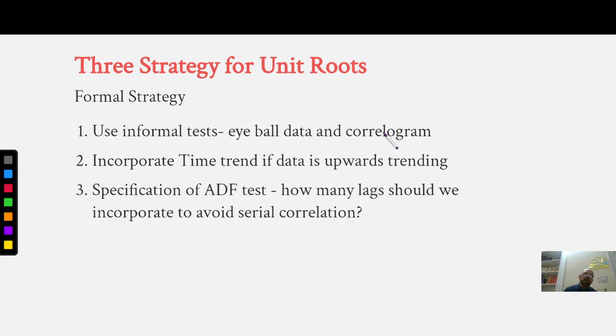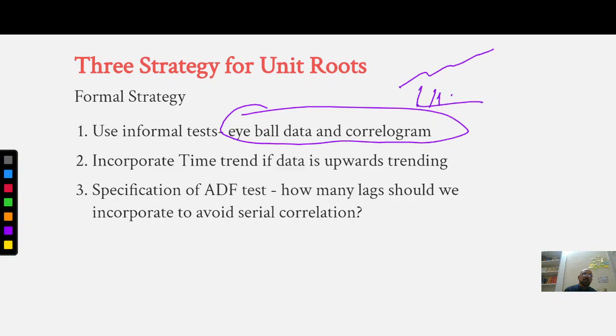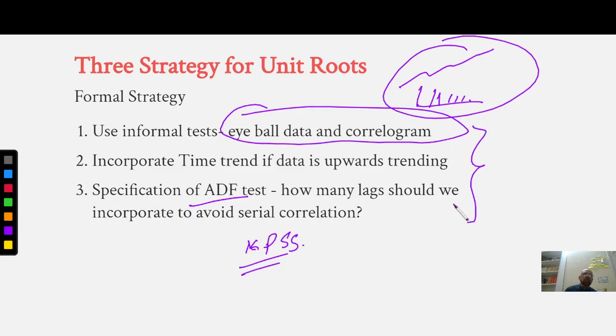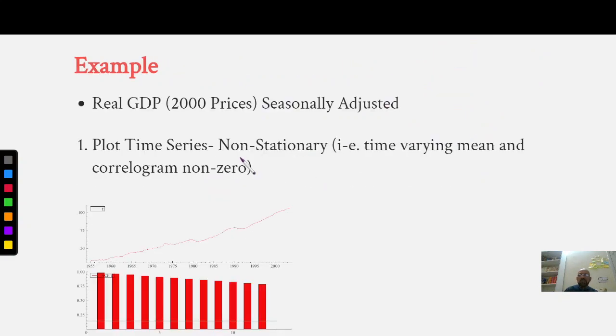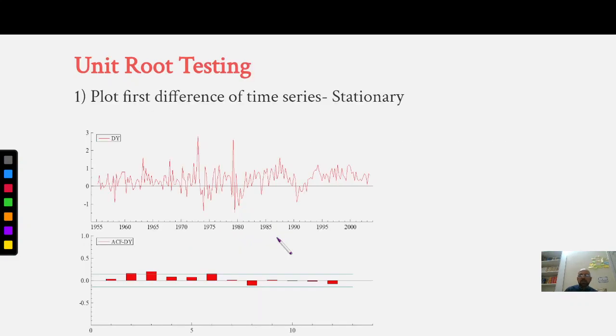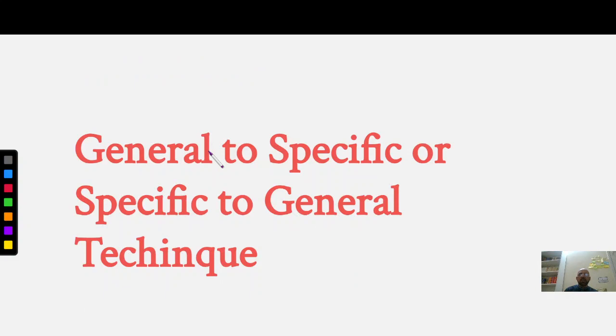Three strategies. First of all, always eyeball data and correlograms, whether they indicate non-stationarity or stationarity, and then go for unit root testing as well, the augmented Dickey Fuller test or Phillips Perron test or some other test like KPSS, which has not been discussed here. If all these things support your hypothesis that the series is stationary or non-stationary, you can proceed accordingly. So this is real GDP at 2000 prices. This is non-stationary. Then we take its first difference, and the first difference seems stationary. So we think that the series has become stationary after taking the first difference.